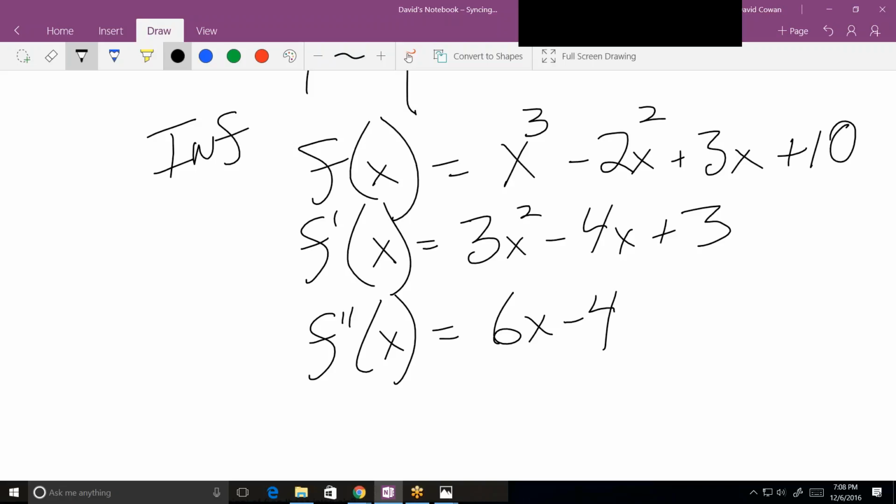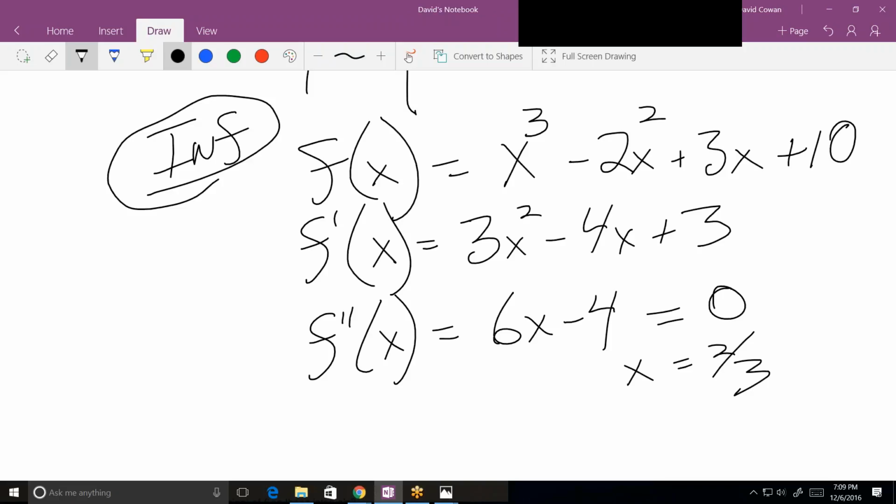What's true about the second derivative when we are at the inflection point? The second derivative is equal to 0, right? So you set the second derivative equal to 0 and solve that equation, you get x equals 2/3. That's where the inflection point is on the original. Isn't it negative 2/3? No, I'm moving the 4 over, it becomes 4, dividing by 6, I get 4/6, which reduces to 2/3.